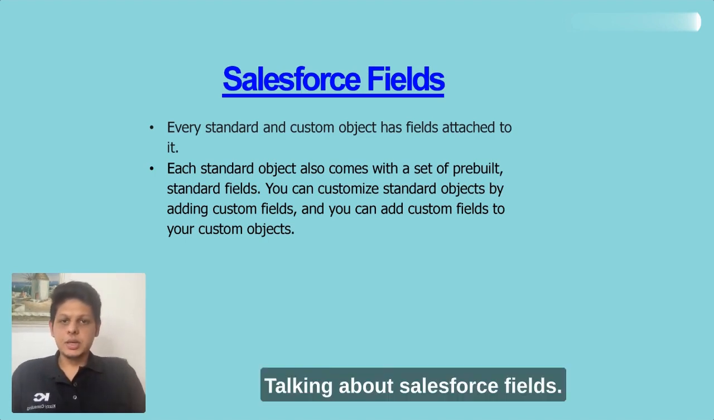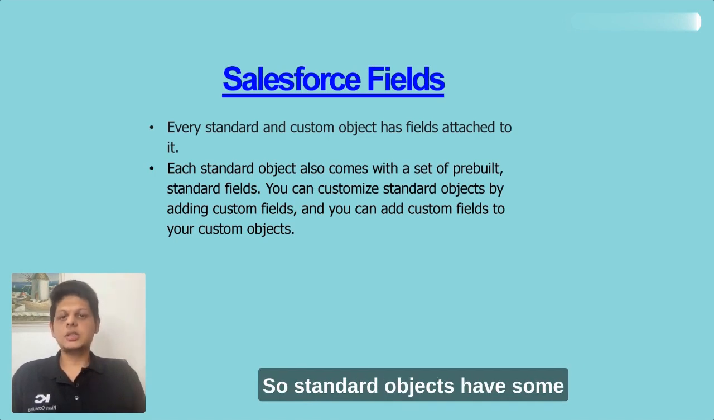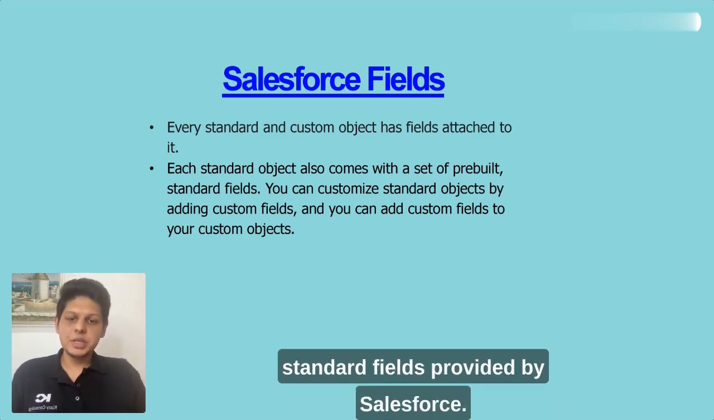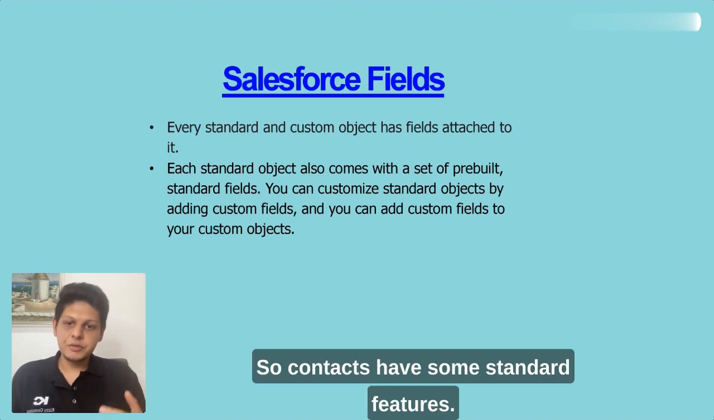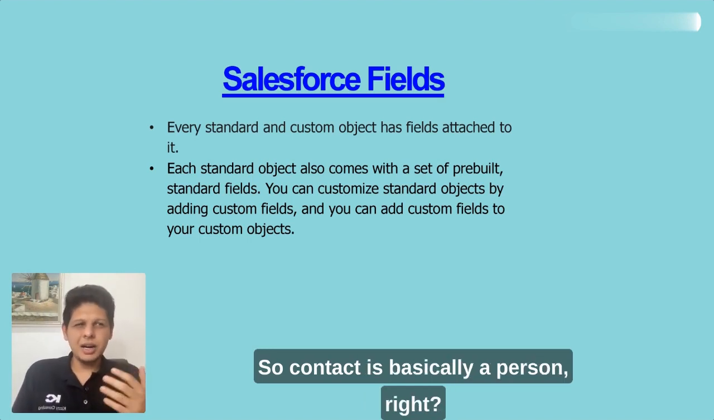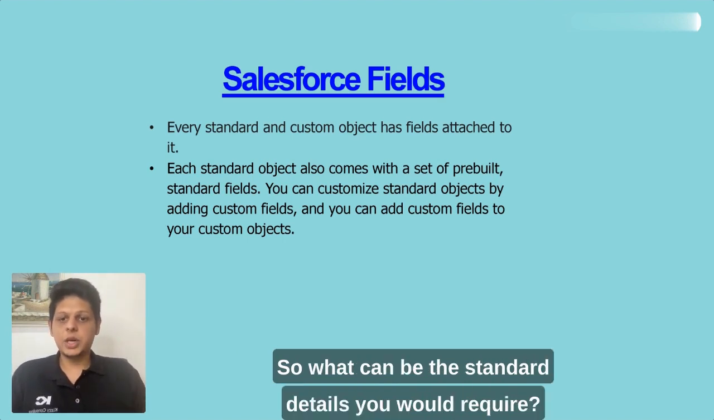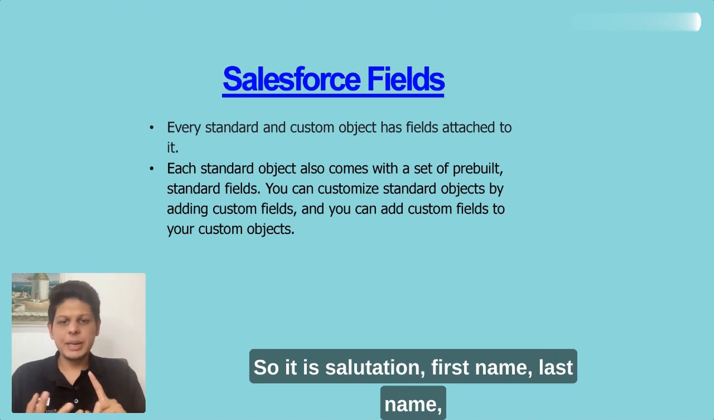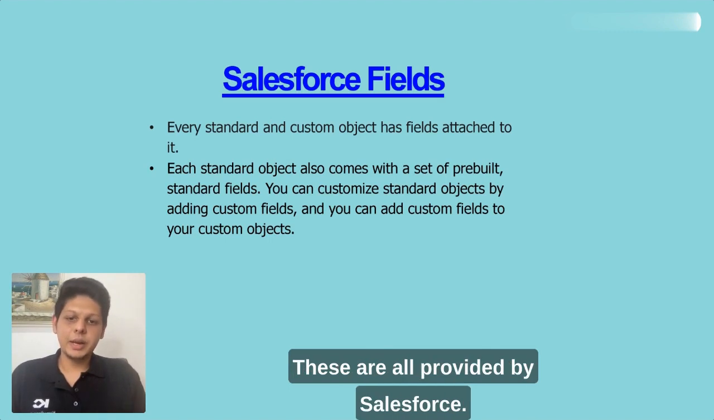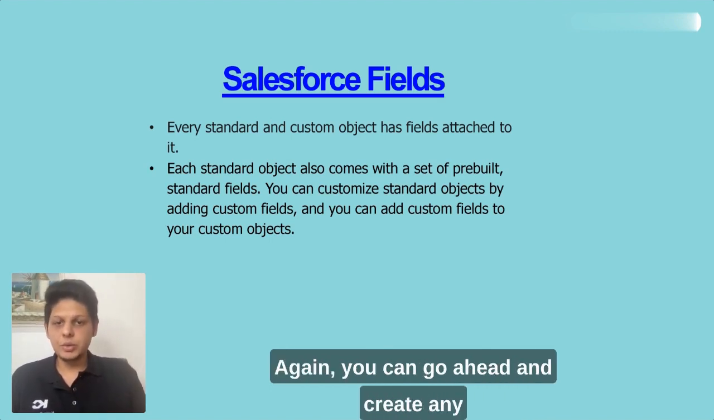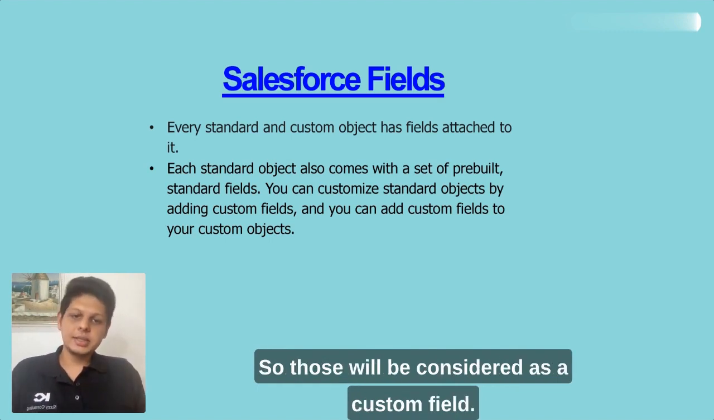Talking about Salesforce fields. Again, there are two types of fields in Salesforce: standard fields and custom fields. Standard objects have some standard fields provided by Salesforce. Just to give you an example, take contacts, right? A contact is basically a person, so in contacts we store the data of a person. What can be the standard details you would require? It is salutation, first name, last name, phone, mobile, email, right? All these kinds of things are provided by Salesforce, so those are called standard fields. Again, you can go ahead and create any custom field you want for your data storage, and those will be considered custom fields.